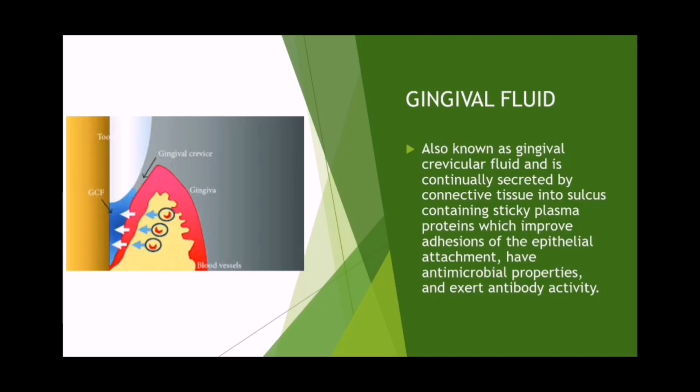Gingival fluid. What is gingival fluid? Also known as gingival crevicular fluid, it is continually secreted by the connective tissue into the sulcus, containing sticky plasma proteins which improve adhesion of the epithelial attachment, have antimicrobial properties, and exert antibody activity.